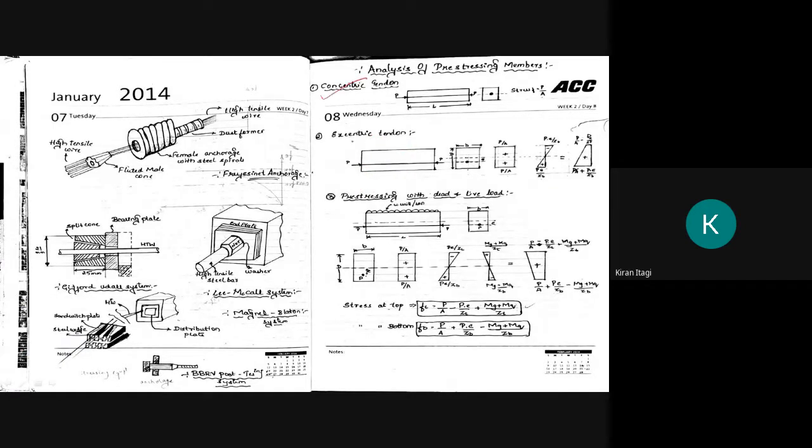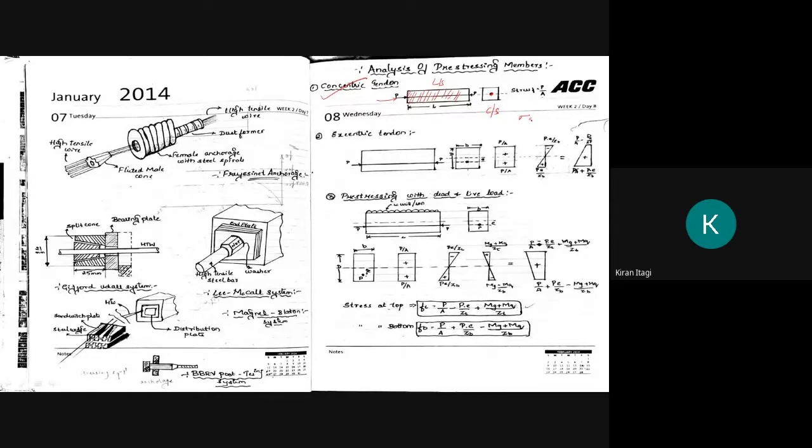Coming to the concentric tendon. What do you mean by concentric tendon? See, this is your beam. This is your LS, that is longitudinal section, and this is your cross section. Here you can see my tendon is exactly passing at the center, at the neutral axis. So this we call a concentric tendon. In cross section you can see the tendon is at this point.